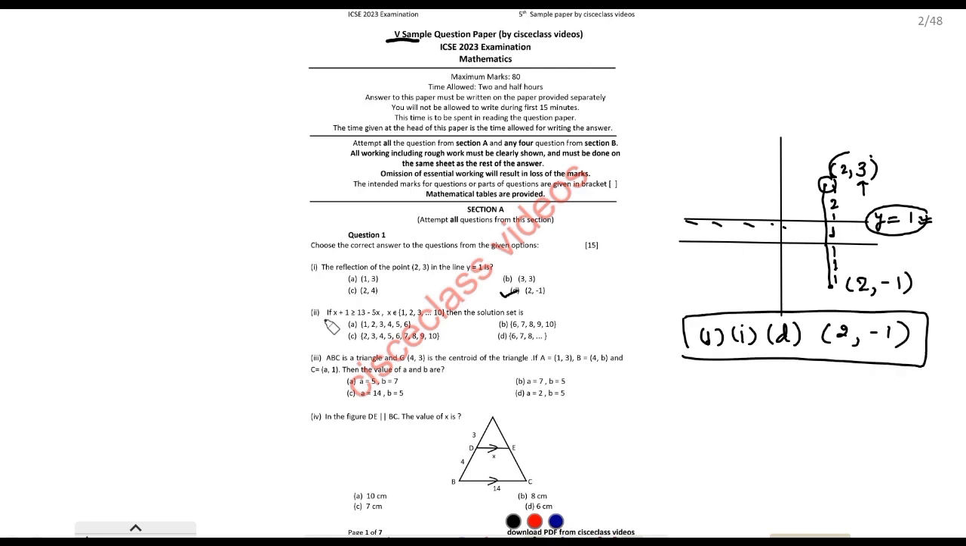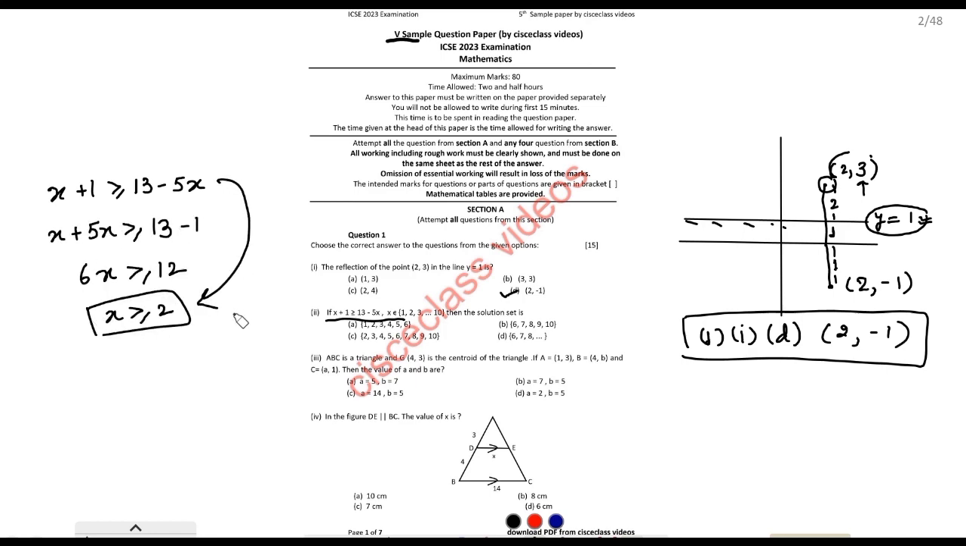Next question. Inequality हमें given है and we have to solve this inequality. Solution of this inequality is x is greater than or equal to 2 and we have to select x from 1, 2, 3 up to 10. Among these numbers, which numbers are satisfying this condition? These are x is equal to 2, 3, 4 and up to 10. C is the correct option.